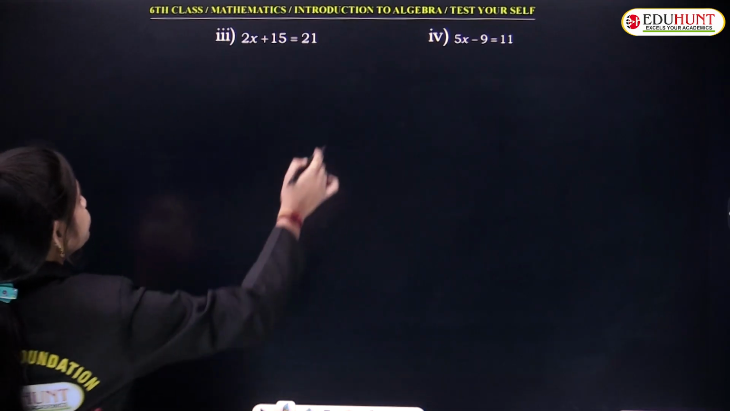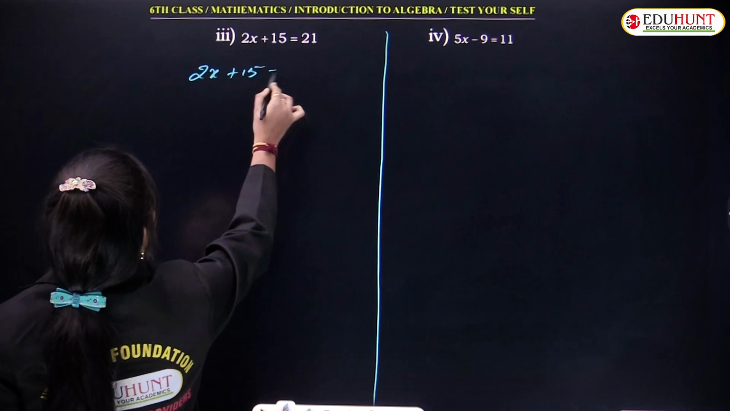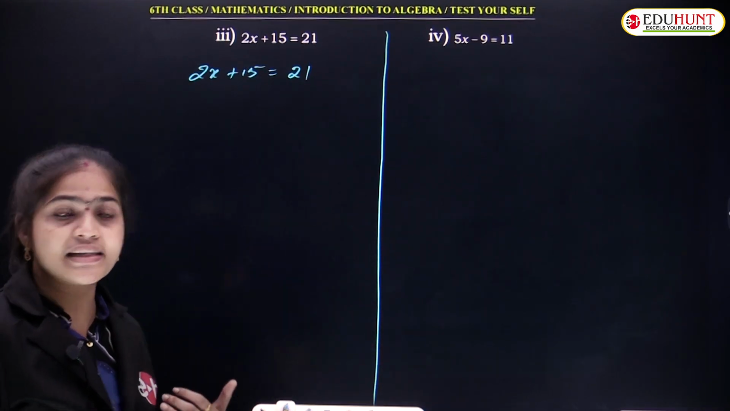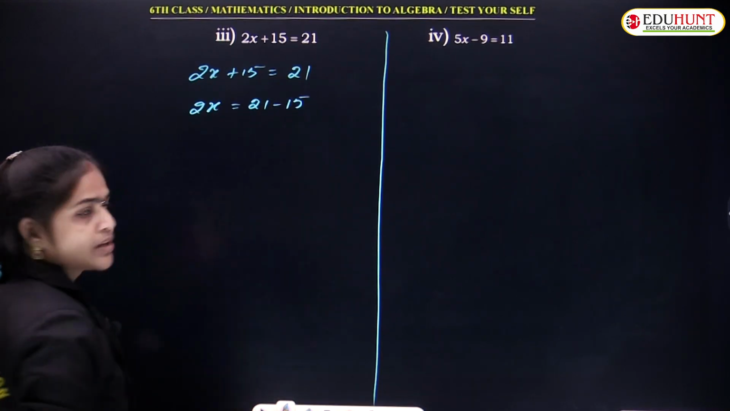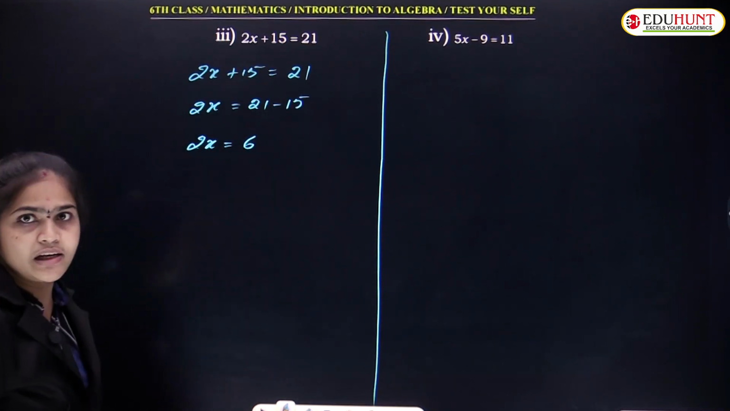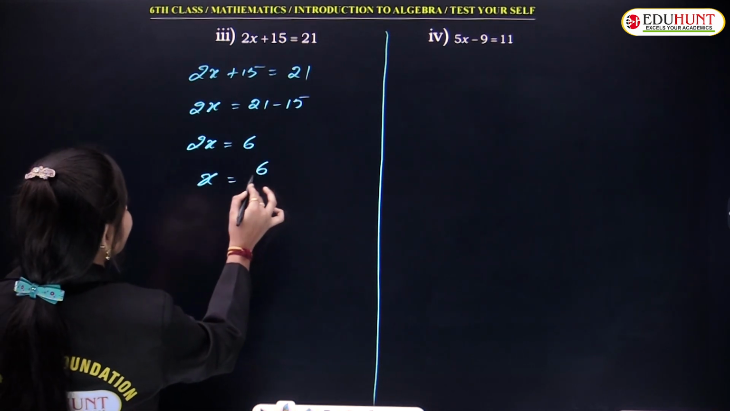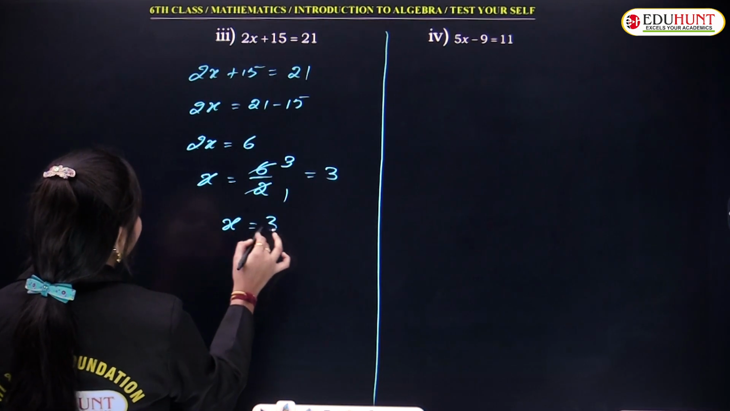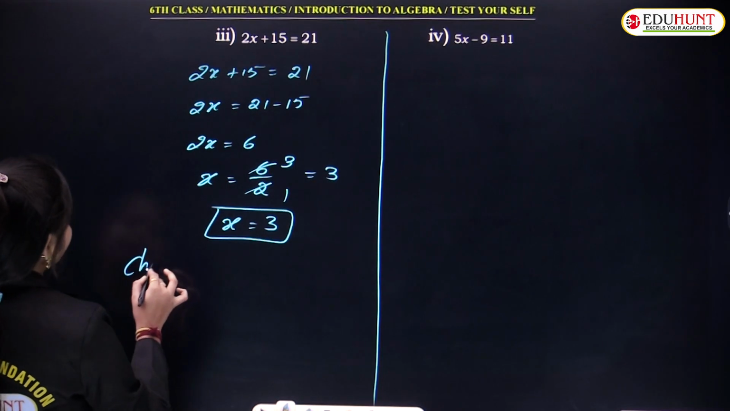Next, third one. See, 2x plus 15 is equal to 21. Plus 15 is there, so while transposing into RHS, plus 15 becomes minus 15. Now here 2x is equal to 21 minus 15, which is equal to 6 only, no? And here 2 and x are in multiplication, so multiplication becomes division. 2 ones are 2, 2 threes are 6. Cancels by 3 times. So finally we got x is equal to what value? That is 3. Now, the checking process.